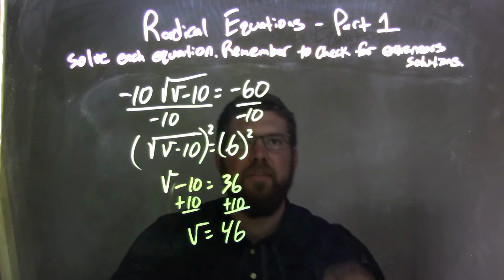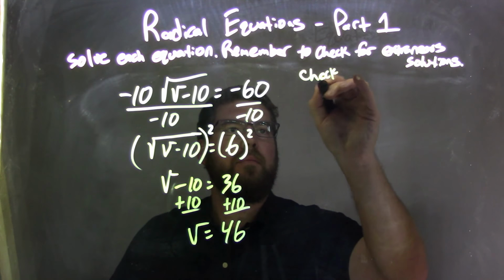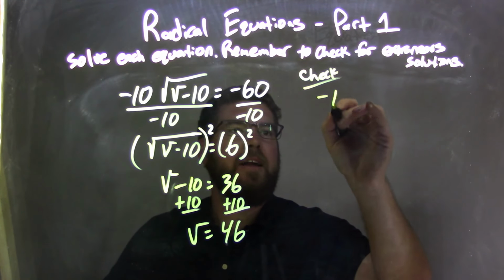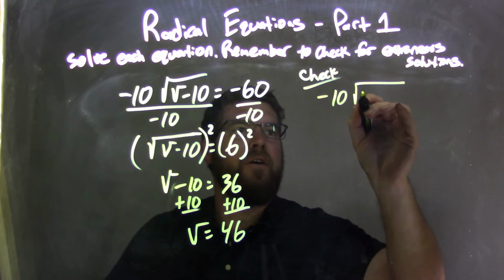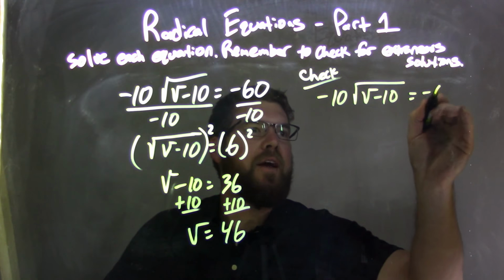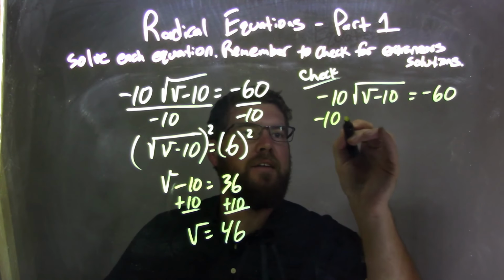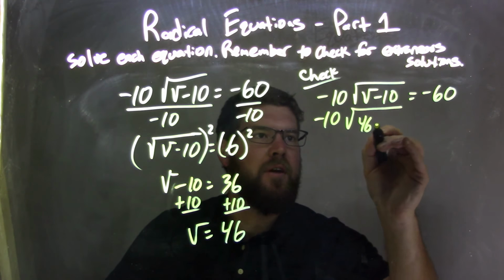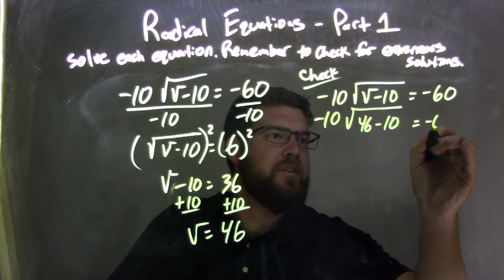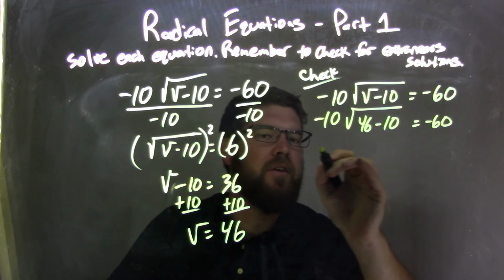So now I need to check that. I rewrite my equation, negative 10 times the square root of v minus 10 equals negative 60. I then plug 46 in for v, so I have negative 10 times the square root of 46 minus 10 equals negative 60. 46 minus 10 is 36.